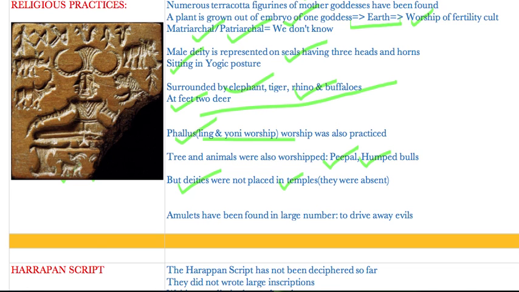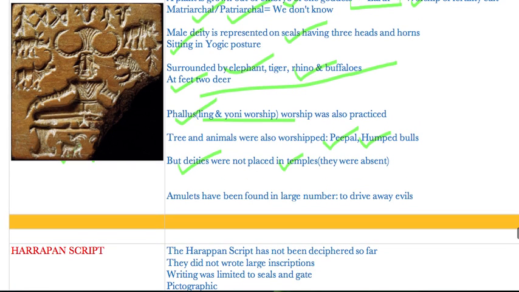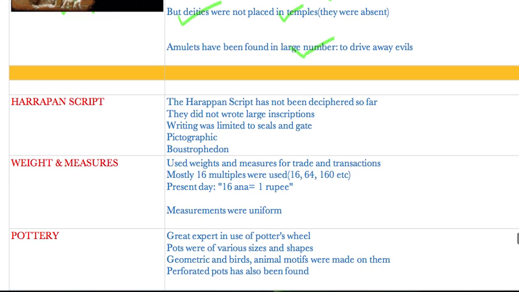Then lastly, amulets have been found in large numbers. So they had some superstitious belief in magic and charms, and they used amulets. So far, this is the first point. They did not write large inscriptions unlike the Mesopotamians. They only wrote on their seals, and that was very limited.